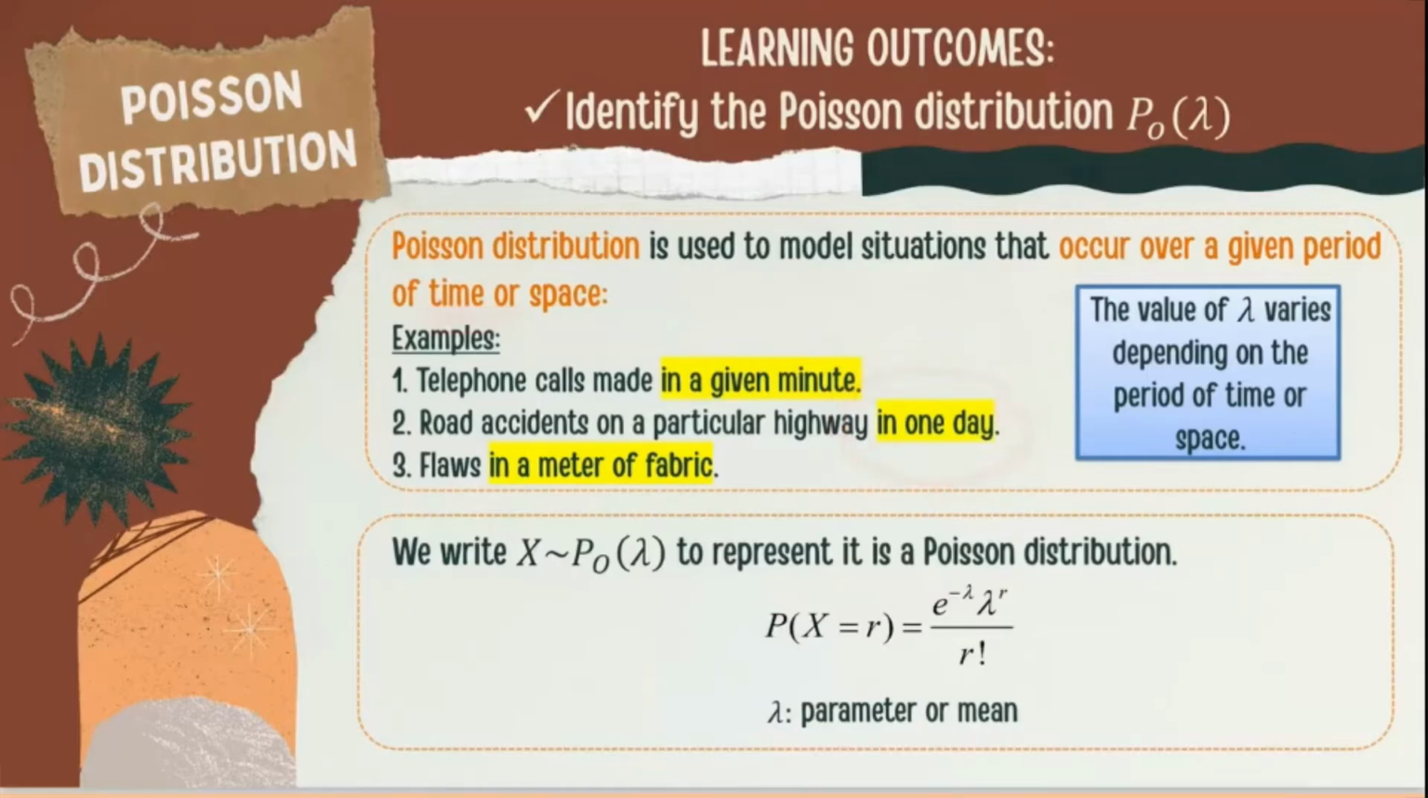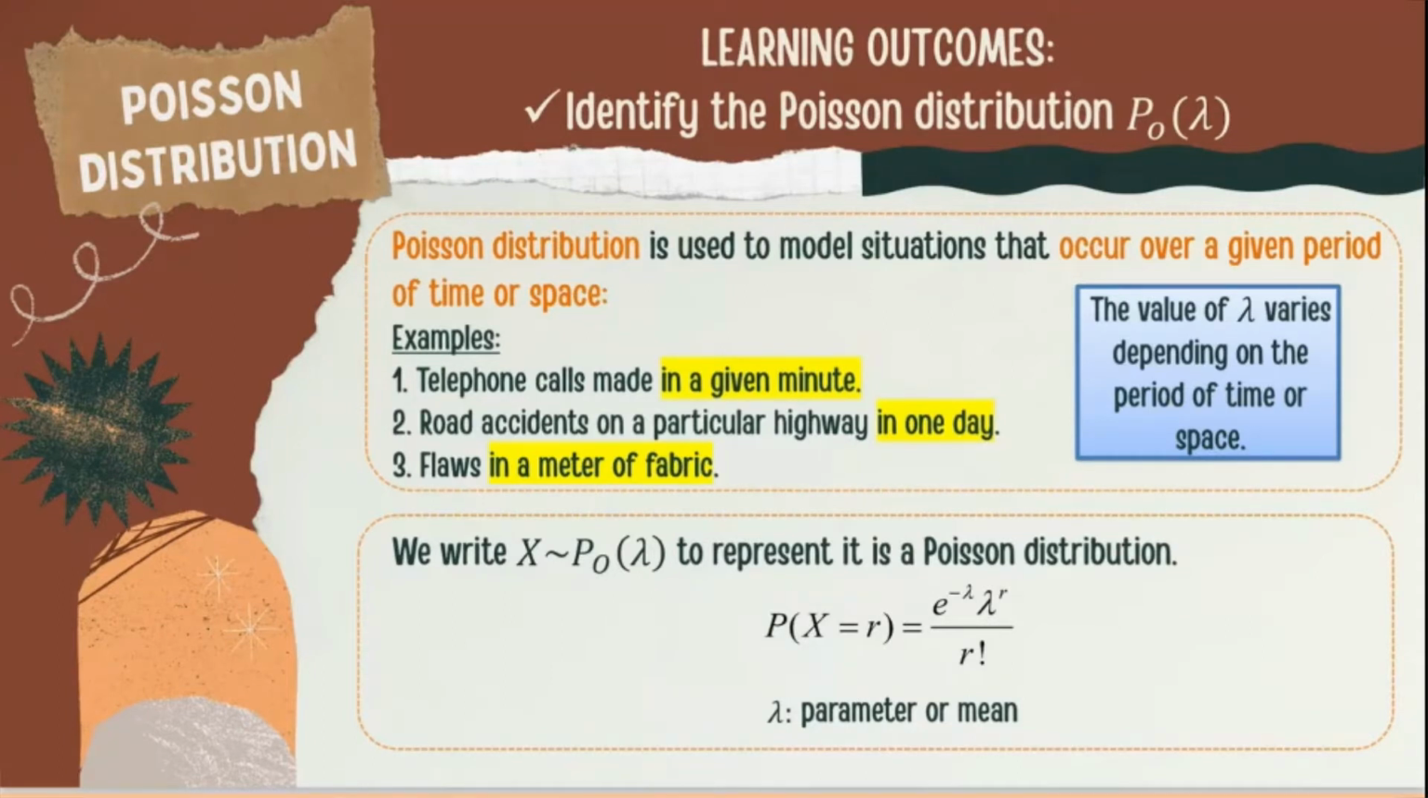Okay, kalau space tu macam mana? Flaws in a meter of fabric. So kita ada flaws berapa banyak yang kita dapat detect dalam 1 meter kain. So ini adalah kita punya space example. Okay, so Poisson ni dia akan beri soalan dia dalam situasi seperti inilah. Dia mesti ada a given period of time dan juga space.